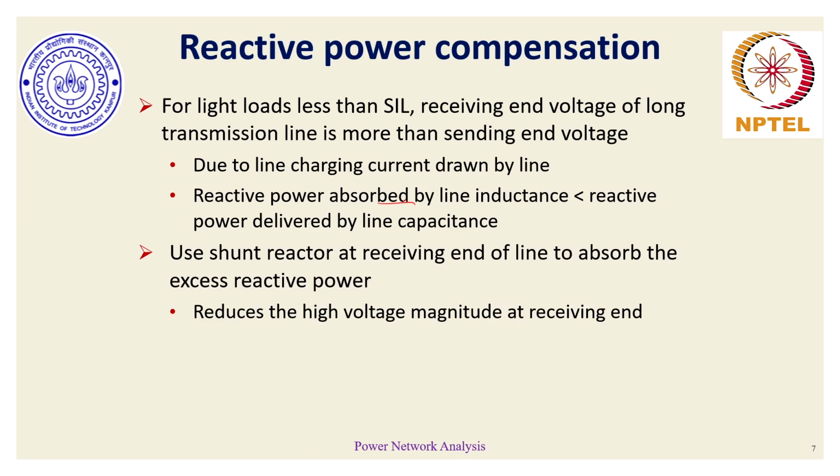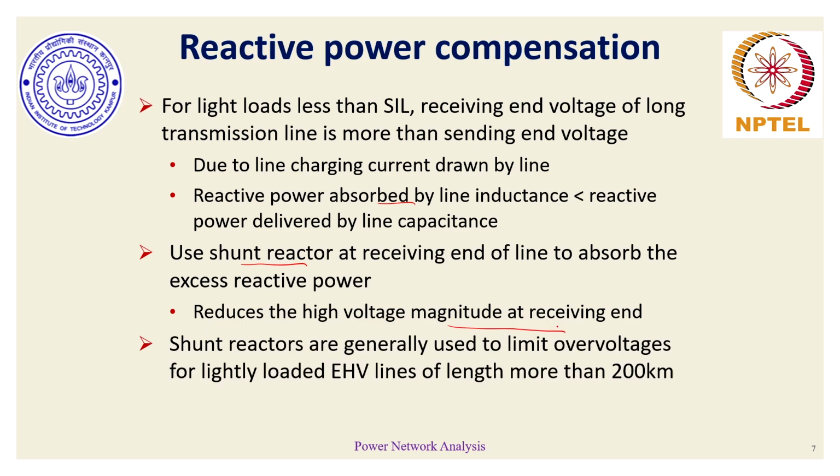So in order to bring down this receiving end voltage, we would require some device which can absorb this excess reactive power. So often we use a shunt reactor at the receiving end to absorb the excess reactive power, so that the high voltage magnitude at the receiving end is brought down to an acceptable level. Usually shunt reactors are used to limit overvoltages for lightly loaded EHV lines for line lengths more than 200 kilometers. Often this situation is very rare. What one would usually observe is the use of shunt capacitors for long transmission lines.